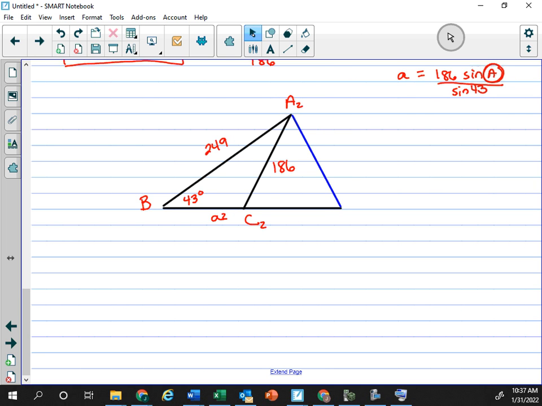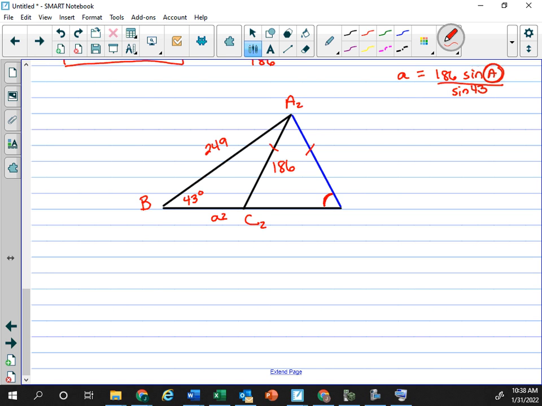Okay, so that blue side is also 186, right? These are congruent. That's the old triangle. It got moved over. What do you remember from geometry about isosceles triangles? Two congruent what? Angles. Yeah, so two congruent sides, the angles opposite those sides are also congruent. The base angles are congruent.